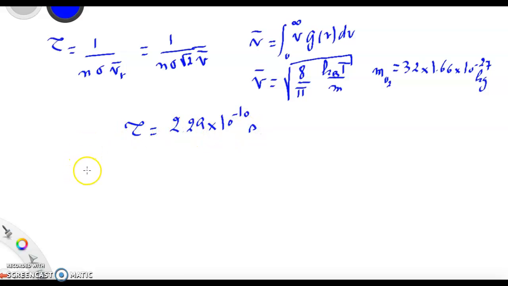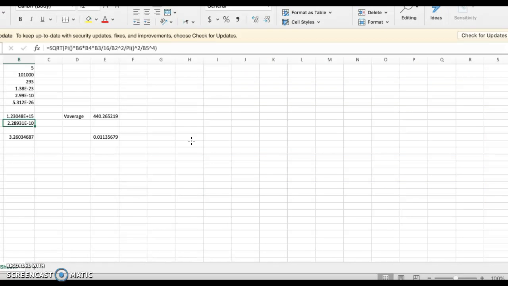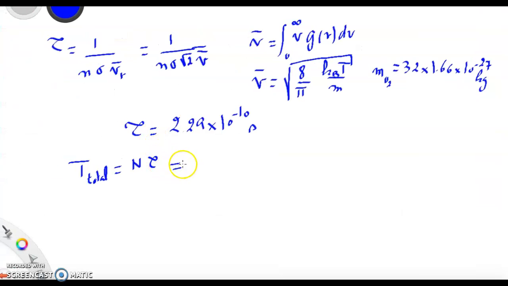And the total time taken is simply N times tau, the average time between collisions. Once you do the math, it's going to be about 3.26. Now, you might expect I'm going to write seconds. Actually, I did the conversion. Days. So the times are very long.